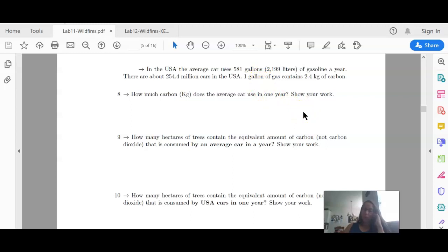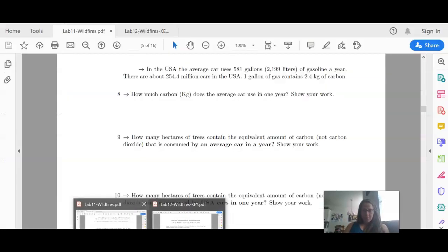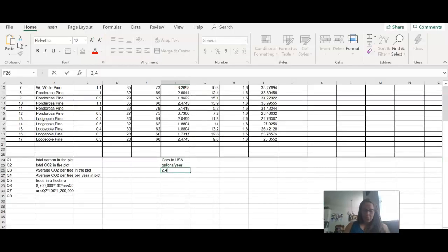So we need to write down all of these numbers. So let's do that in our table. Okay, so first, I'm going to make it over here just so that we have clarity. So cars in the USA, we're going to say how many gallons per year, and how much carbon, I think it was. Let me double check on that. Yep, how many kilograms of carbon there are per gallon.